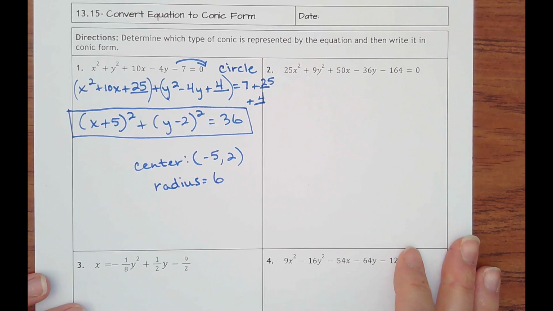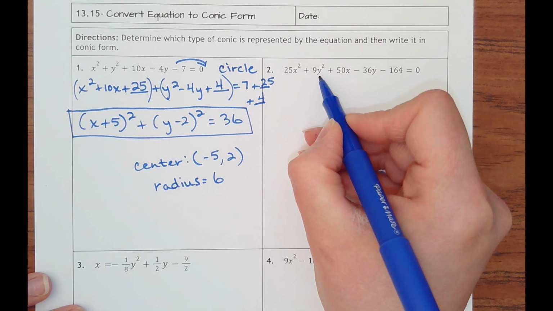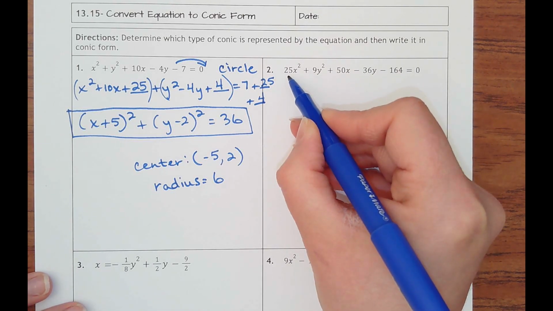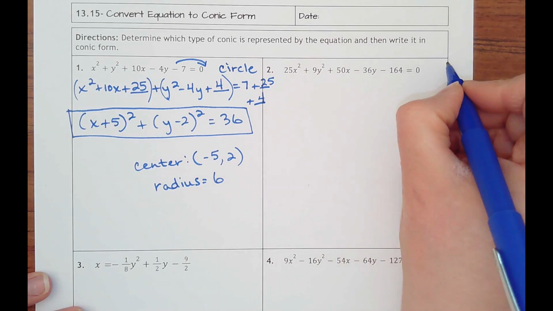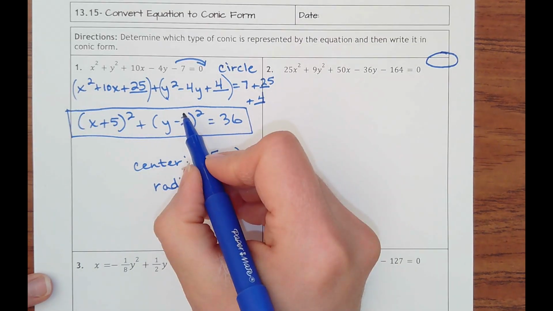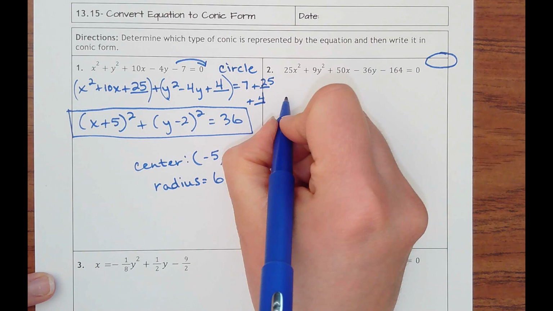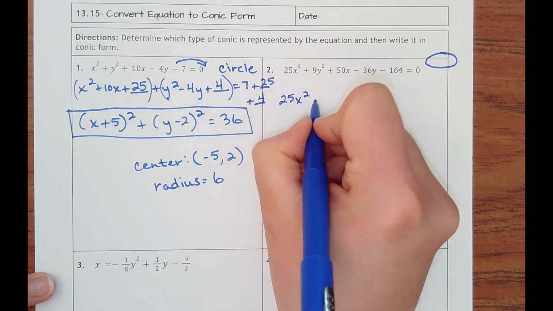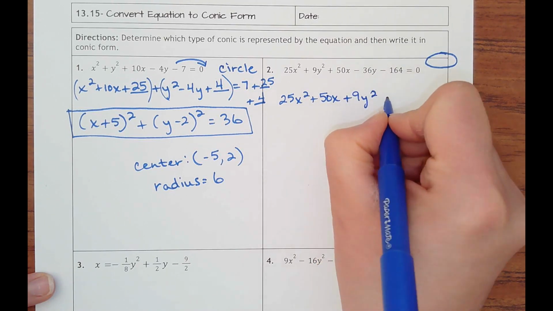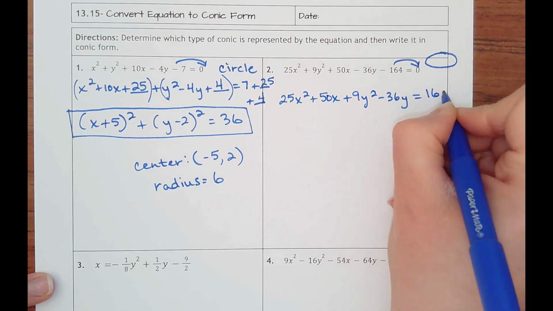All right, number 2. I'm again seeing that two terms are squared, so that takes out it being a parabola. I do see them both being the same signs though, but they're different coefficients or numbers in front. So this is going to be an ellipse where it's wider than it is tall. So the process is basically the same, other than we're going to have to take out a 25 here and a 9 here. But rearrange your terms so that you have 25x squared plus 50x, don't put plus blank yet, plus 9y squared minus 36y equals positive 164.